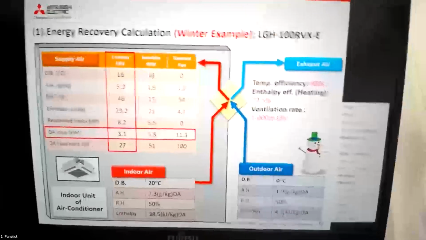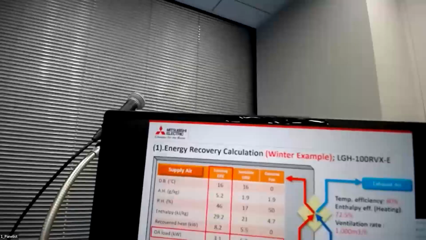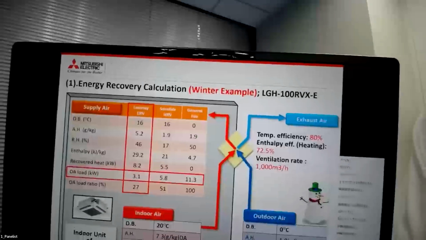You can ask about cost later. Thank you very much. It's a FAQ, the life or durability of the heat exchanger, because I say paper, life may be short. Everyone asks. Okay, thank you very much. Last question.